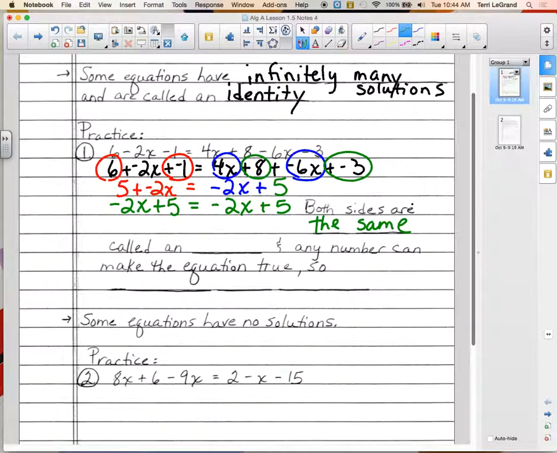Well, whenever that happens, when both sides end up exactly the same, that's when we stop and say, you know what, this is an identity. Think of a set of identical twins. Identical twins, what's true? When they're identical twins, typically what's the case? They look the same, you can't tell them apart.